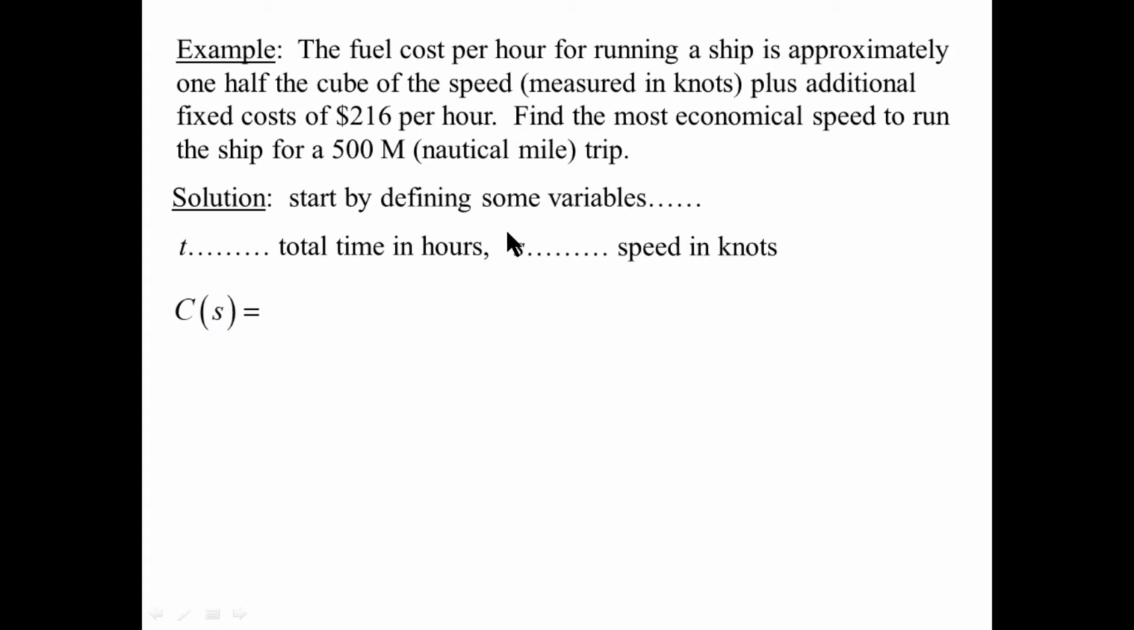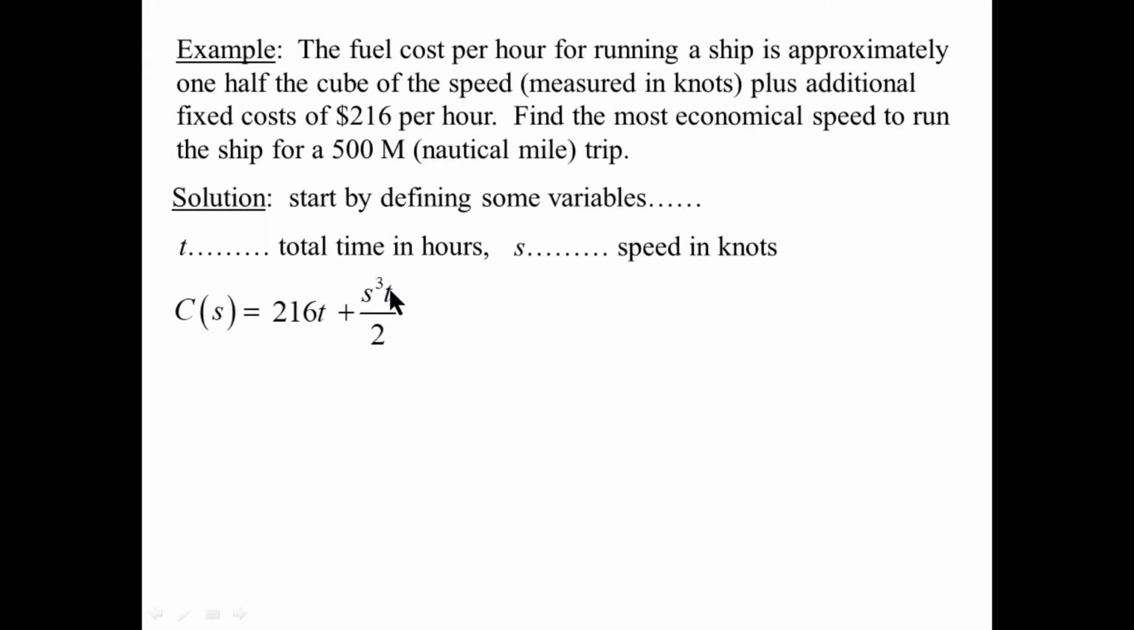Cost for a given speed is, well, let's add up the costs here. $216 per hour, so it'll be 216 for every t, t being the total time in hours, plus 1/2 the cube of the speed every hour. So this is the cube of the speed over 2, so 1/2 the cube of the speed every hour, so that's why it's multiplied by t. And so we have our expression for cost for a given speed.